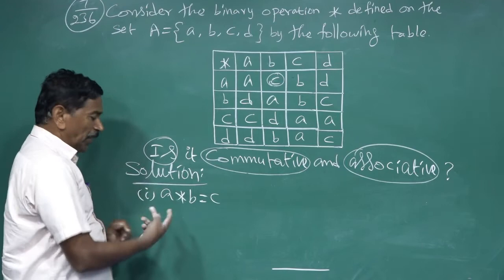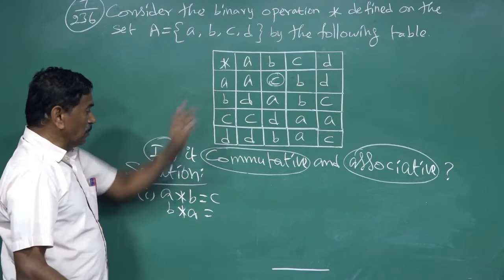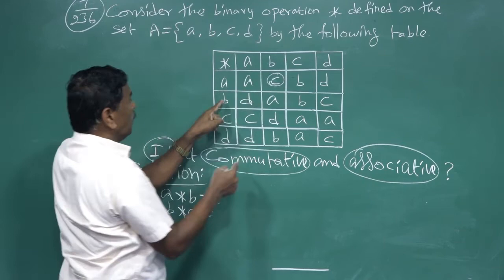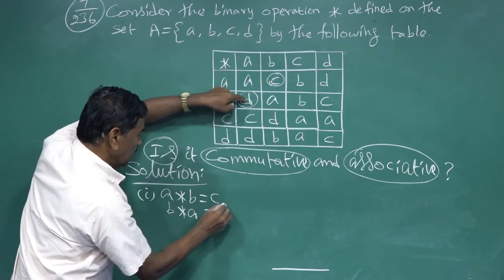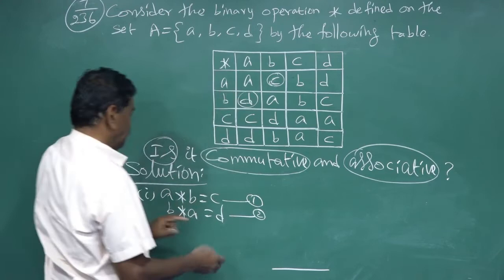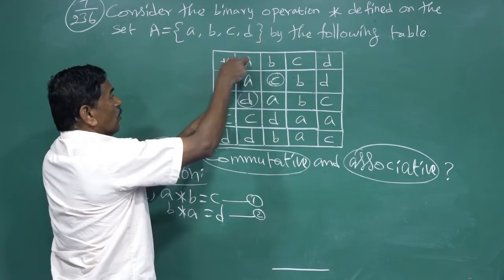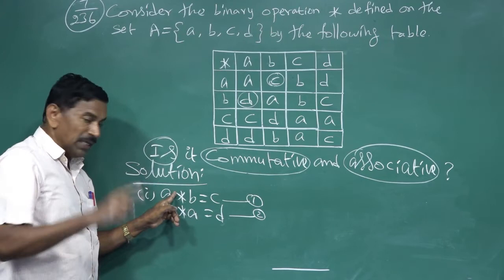Commutative means I want to find b star a. Now listen, from the table, what is b star a? Yes, b star a is equal to d. Let this be the first equation and this the second equation. a star b is equal to c, but b star a is equal to d. Here c and d are not equal. Therefore, a star b is not equal to b star a.